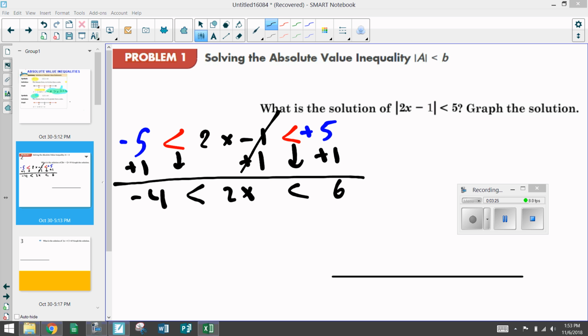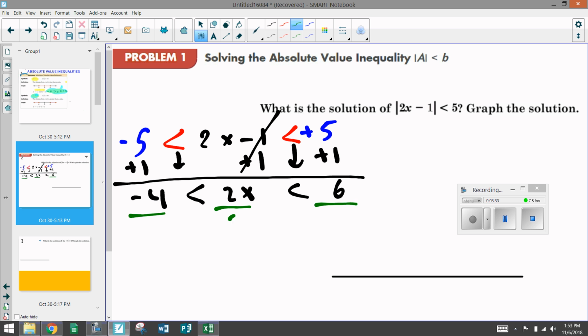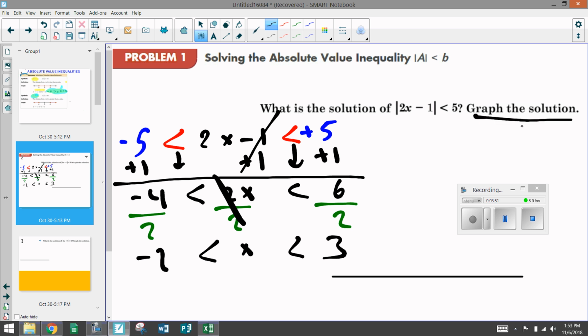What is next? Divide by 2. Yes, good job. Not both sides, all sides. Divide everywhere by 2. So what we're going to get, simplify. -2, keep the signs as they are. Yes, -2. So what is this? 3. So we solved it. That's it. And it's also asking for the graph.